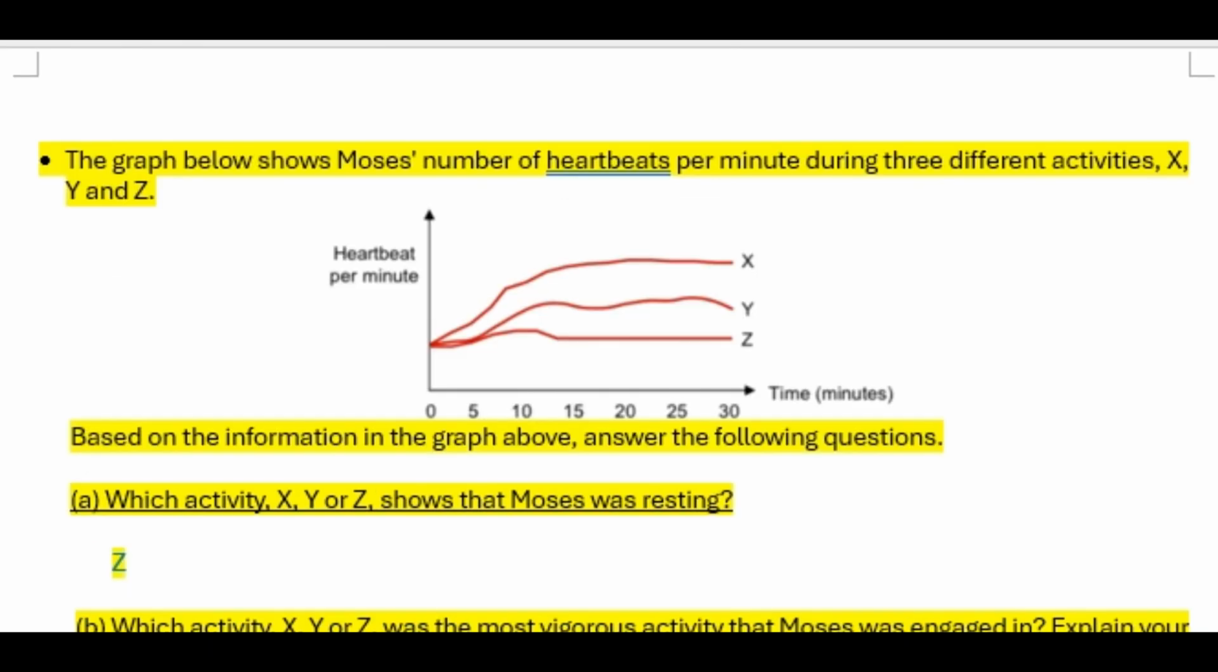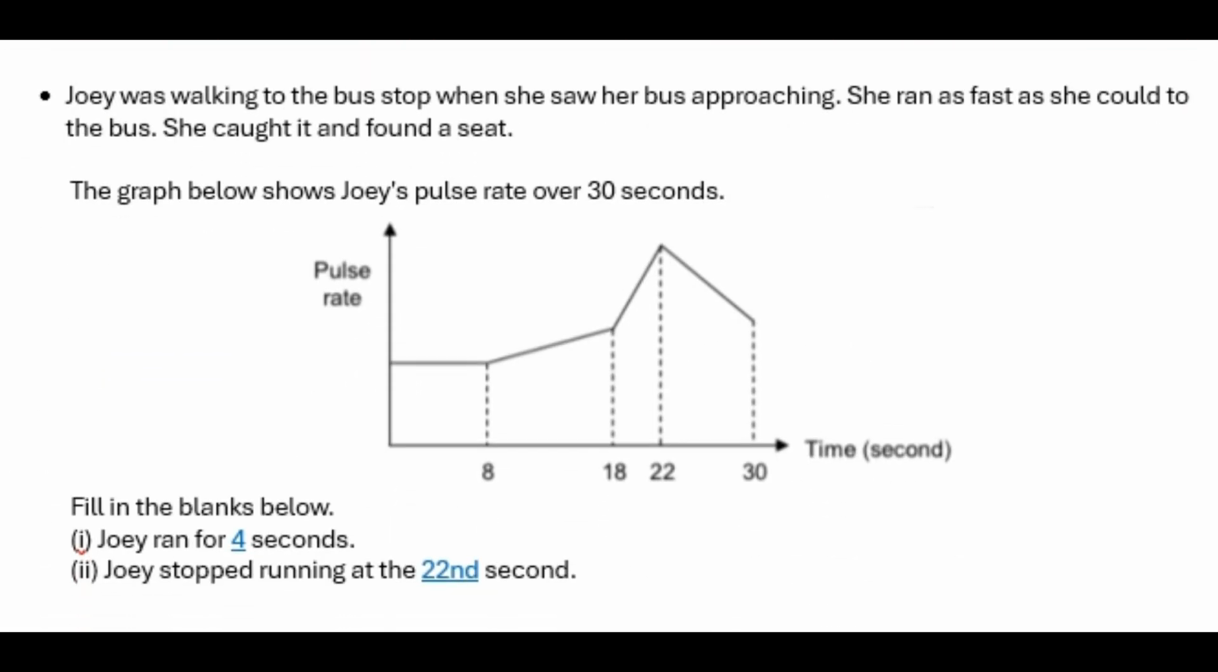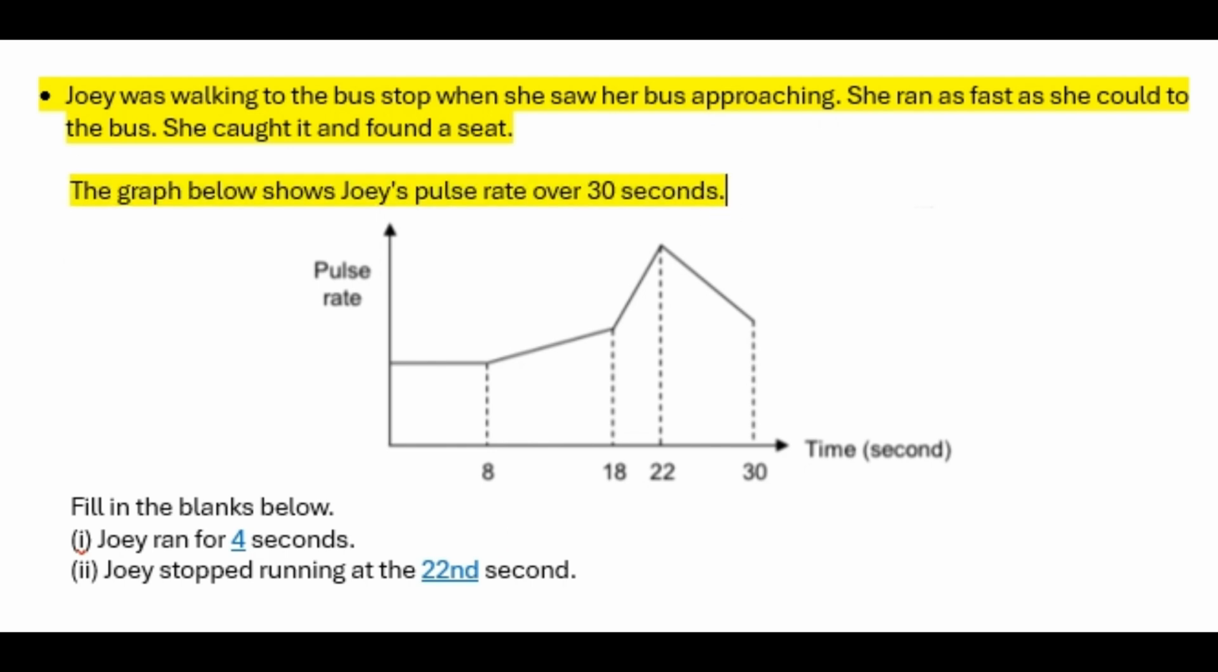Joey was walking to the bus stop when she saw her bus approaching. She ran as fast as she could to the bus. She caught it and found a seat. The graph below shows Joey's pulse rate over 30 seconds. Fill in the blanks below. 1. Joey ran for 4 seconds. 2. Joey stopped running at the 22nd second.